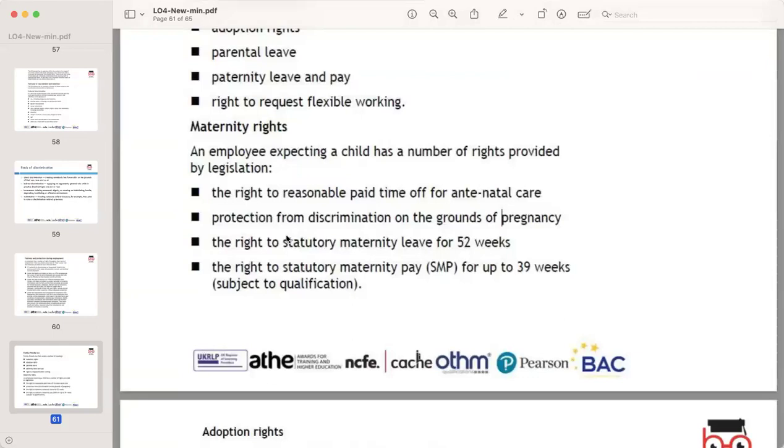No, that's wrong. Statutory maternity leave should be 52 weeks. If they want, they can increase it, but they cannot decrease it. Okay, so they can't reduce it.